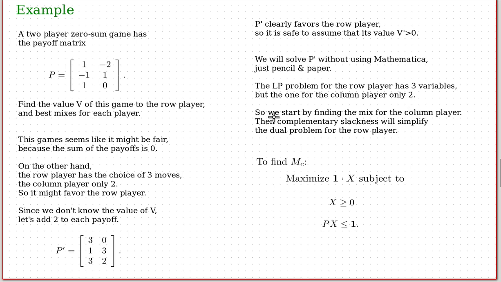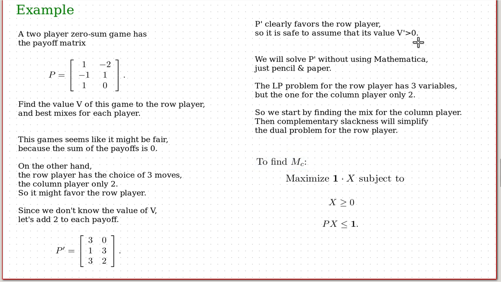The problem for finding the best mix for the column player would only have two variables, right? Now that doesn't make much of a difference if we'd be using Mathematica, but since I'm insisting I'm going to do this without Mathematica, I would really rather solve the problem with two variables than the problem with three variables. So I'm going to solve that one first, because that one is simpler. It only has two variables. So the first thing I'm going to do is find the optimal mix for the column player. I'm going to find m sub c.